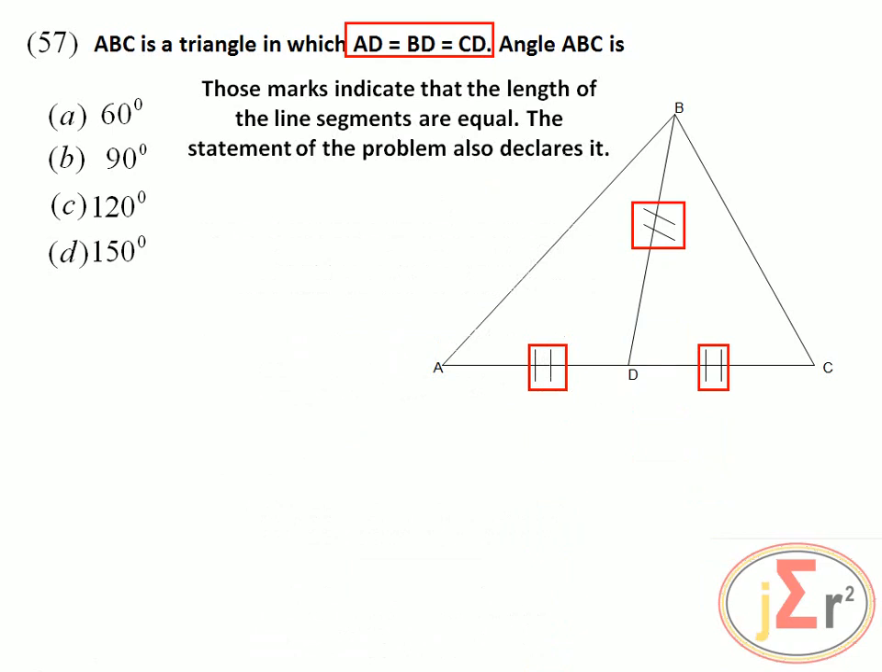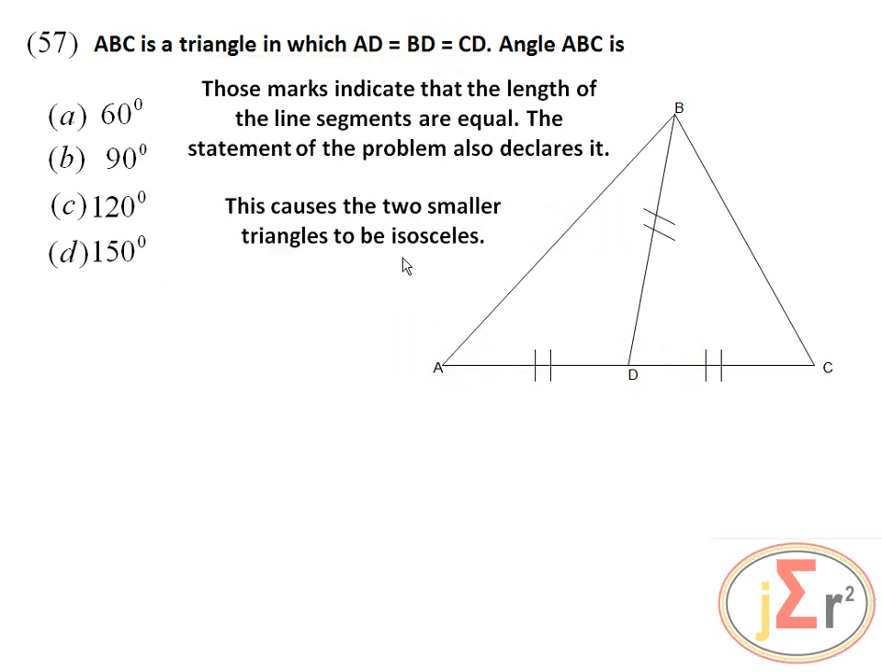Those marks indicate that the length of the line segments are equal. The statement of the problem also declares this. These marks are saying that these line segments are equal, and it is also mentioned in the statement of the problem. So because of that, what do we know? This causes the two smaller triangles to be isosceles.